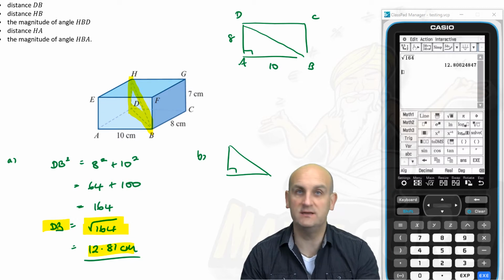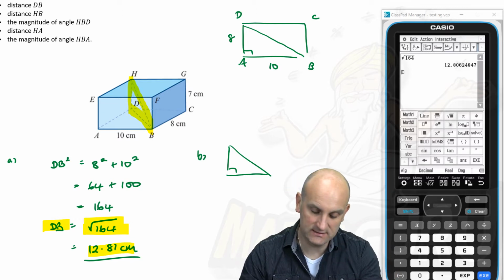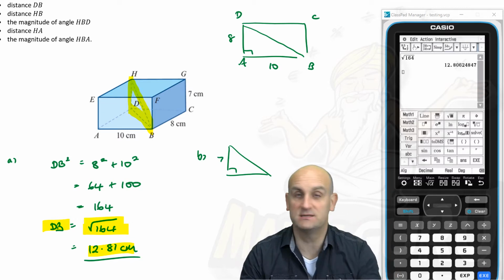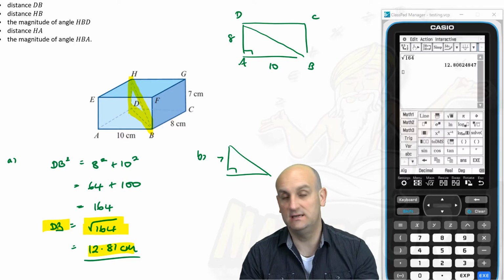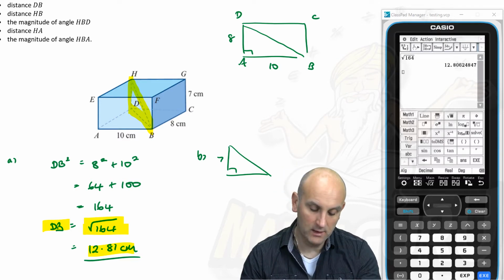H to D, do I know the distance? I do. It's 7 centimeters tall. Why? Because that's the height of my cuboid, and H to D is that height. What else do I know? I now know the length of D to B.